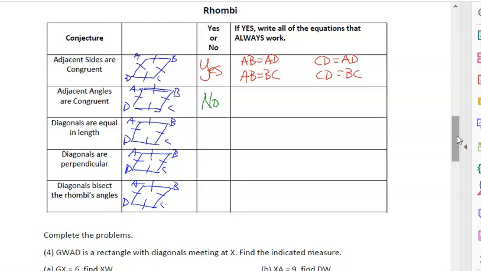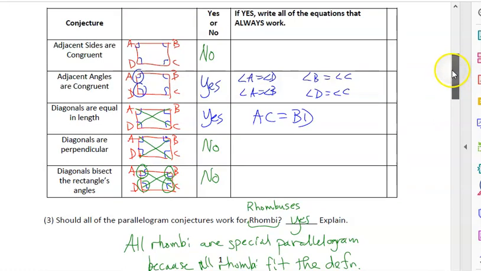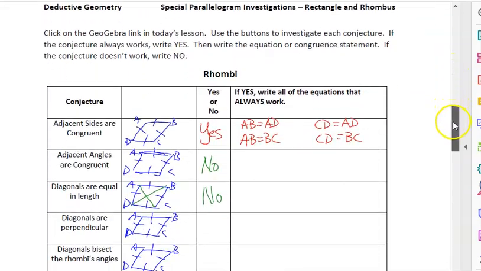Diagonals. Do the diagonals of a rhombus have equal length? And the answer here is no. But in a rectangle, the answer is yes. Hopefully you're seeing a pattern here.